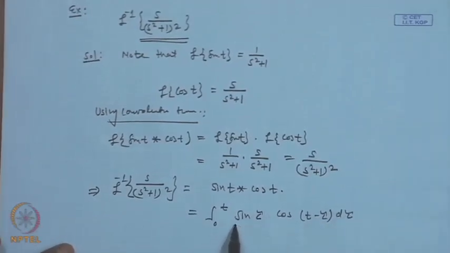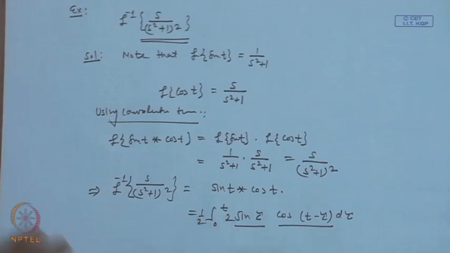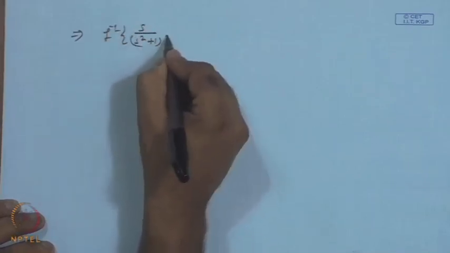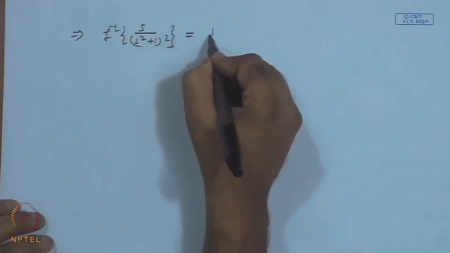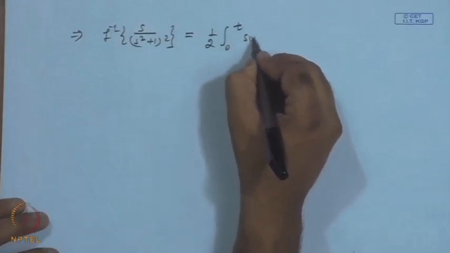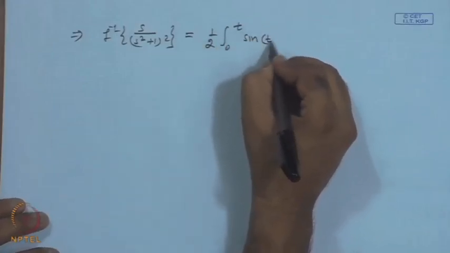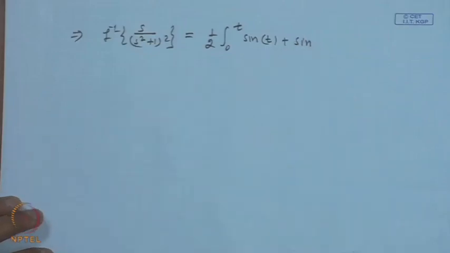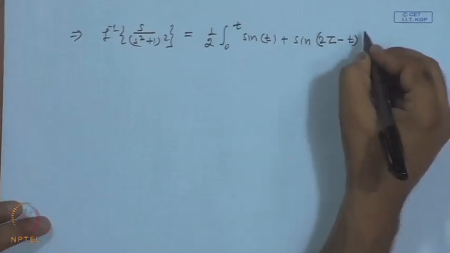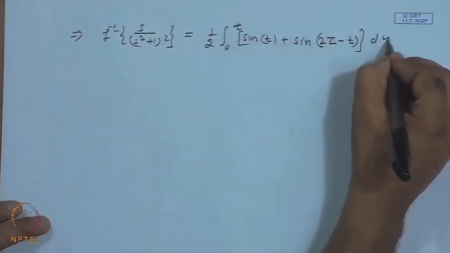So, here we simplify now, it is sin a cos b. So, we multiply by 2 and divide by half. So, we have 2 sin a cos b. So, this will be the Laplace inverse of s over (s square plus 1) whole square is half the integral from 0 to t of 2 sin a cos b, which is sin(a plus b) plus sin(a minus b). So, sin t plus sin(2 tau minus t), and then we have d tau.